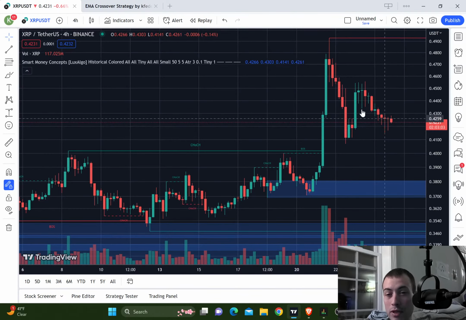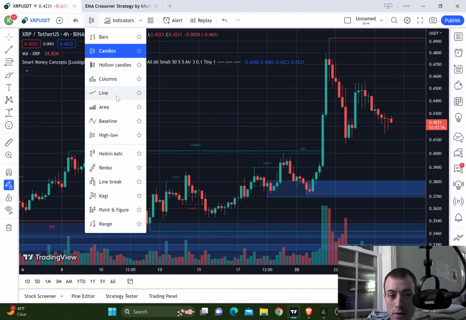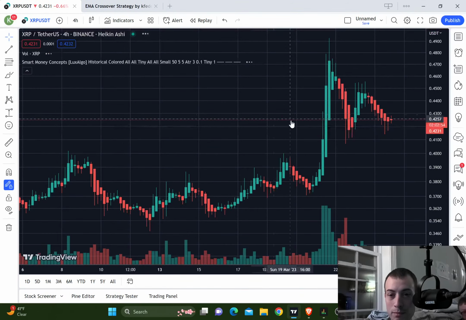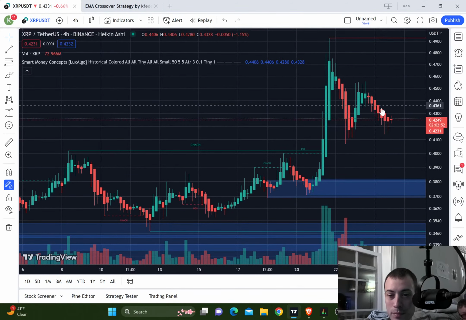I think it's probably going to swing down though. On the candle chart, it looks like it's swinging down. Heikin Ashis are weird, but they generally tell you the momentum. It's still red, but it could flip.